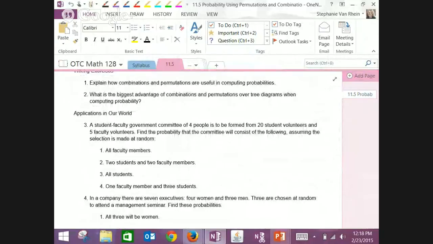A student faculty government committee of 4 people is to be formed from 20 student volunteers and 5 faculty volunteers. Find the probability the committee will consist of the following. Assume it's selected at random, so equal likelihood of picking a person. So what's the probability that all are faculty members?